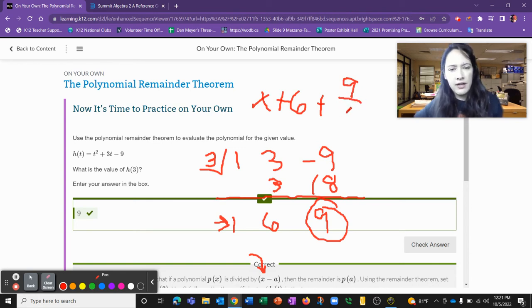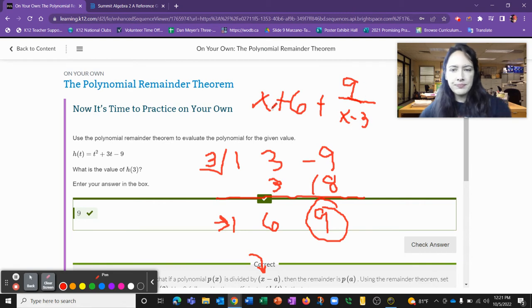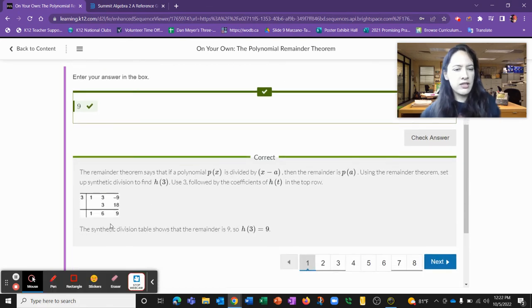over x minus 3, right? So that's kind of the final step when we do this polynomial remainder theorem. But you can always check your work by substituting it into the original equation and saying, oh, we found the value. Okay? All right, clear screen. Let me scroll down. So here's their synthetic division. So h of 3 equals 9.